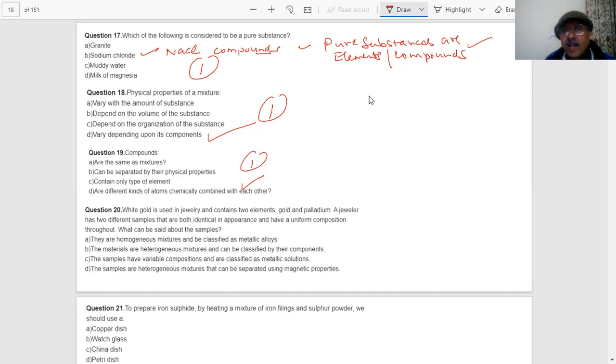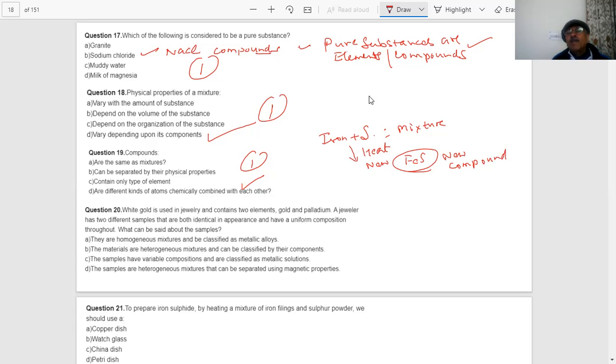When atoms combine chemically, if you have iron and sulfur, student, it is a mixture. But if you heat it, what happens? Then they form a new compound, iron sulfide. They have combined chemically, chemical combination takes place, student, they react. All right, that is the correct answer, student.